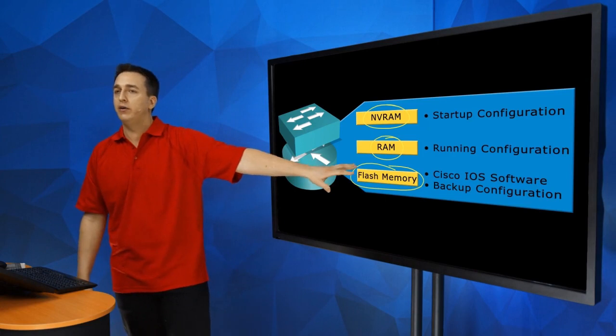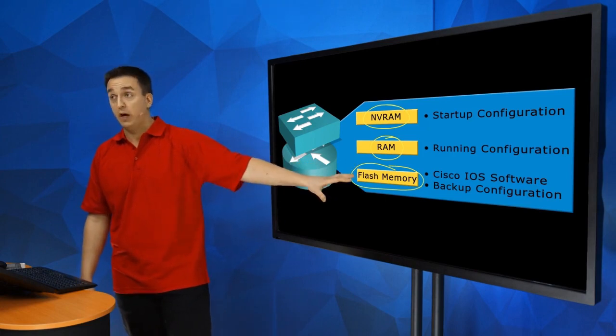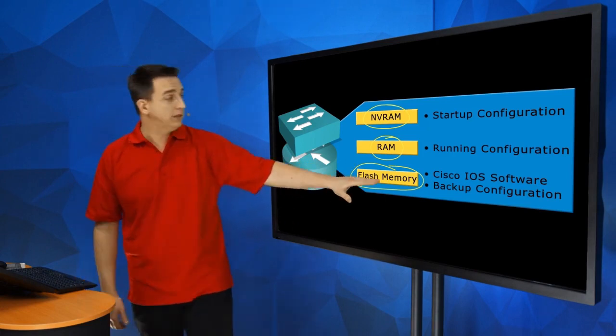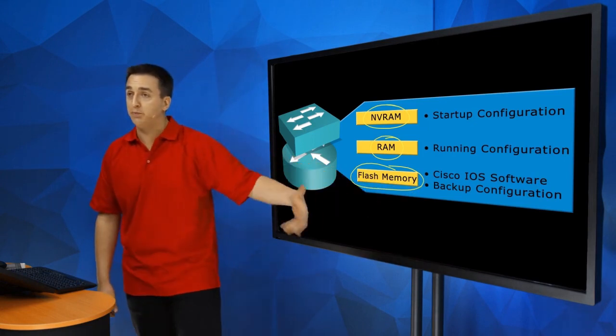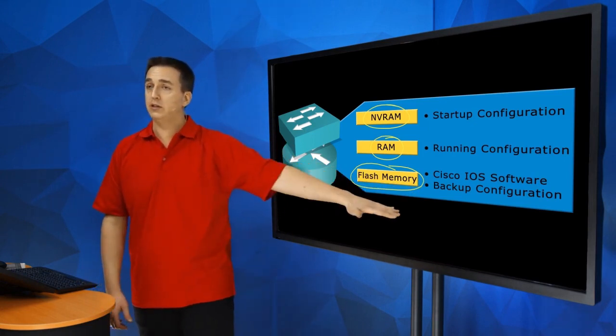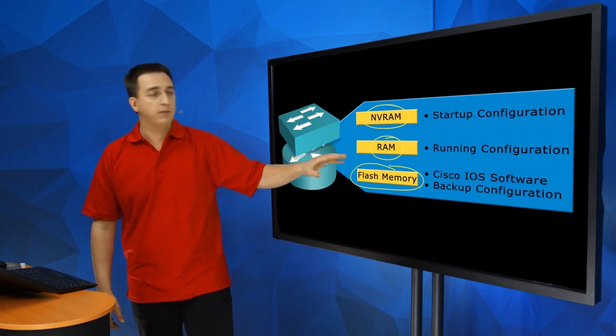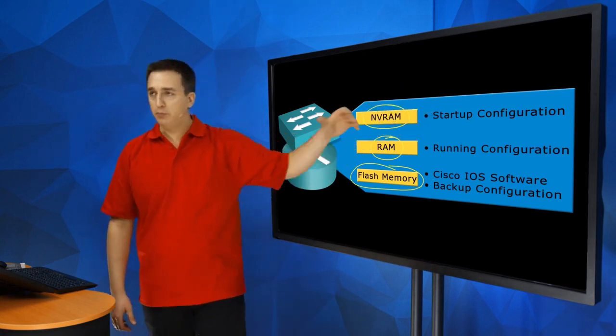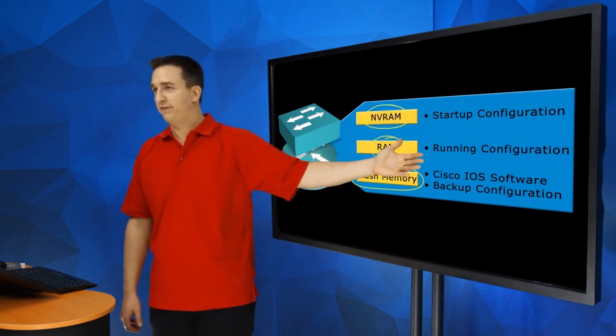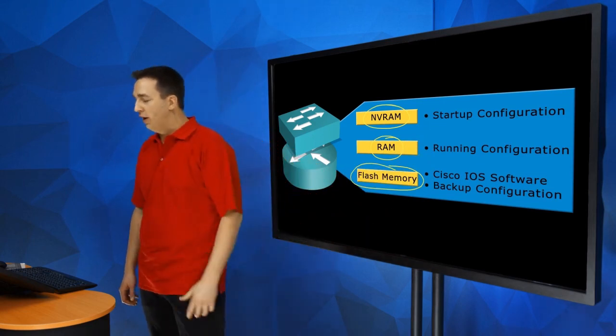So the Cisco IOS software is stored in flash memory, but it doesn't run in flash memory. No, it runs in RAM. So what will happen is when the device boots, it'll load the operating system and put it into RAM. The startup configuration file will then be loaded and put into RAM as well, and that becomes the running configuration at the time of startup.